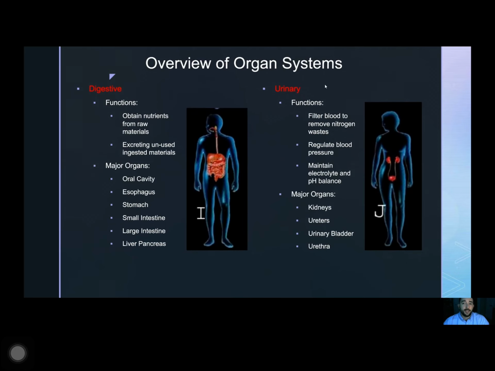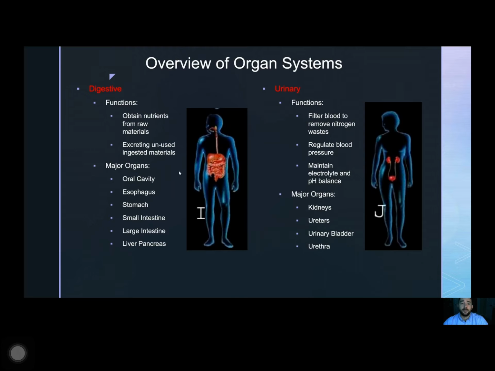Then you have the digestive and urinary system. The digestive system is to break down the nutrients that you eat and kind of metabolize them. Major organs include the stomach and your intestines. The urinary system, the major organ are the kidneys, and those guys filter your blood to remove nitrogenous wastes. These two are also 216 topics.